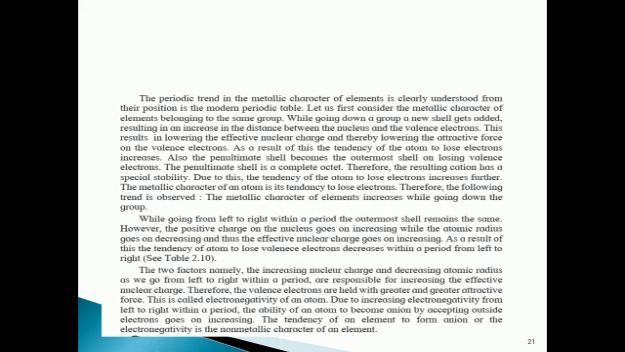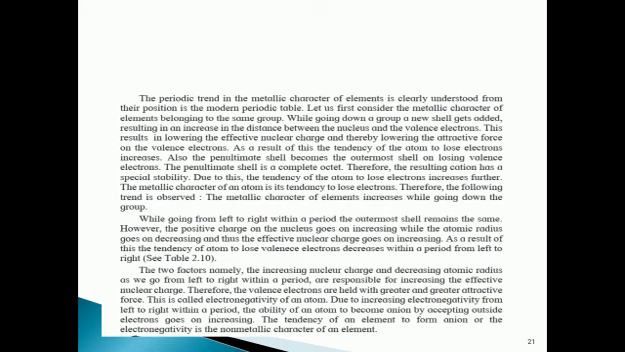And as a result of this, the tendency of an atom to lose valence electrons decreases within the period from left to right. Here the increasing nuclear charge and the decreasing atomic radius, as we go from left to right within the period, are responsible for increasing the effective nuclear charge. Therefore, the valence electrons are held with greater and greater attractive force. This is called the electronegativity of an atom.